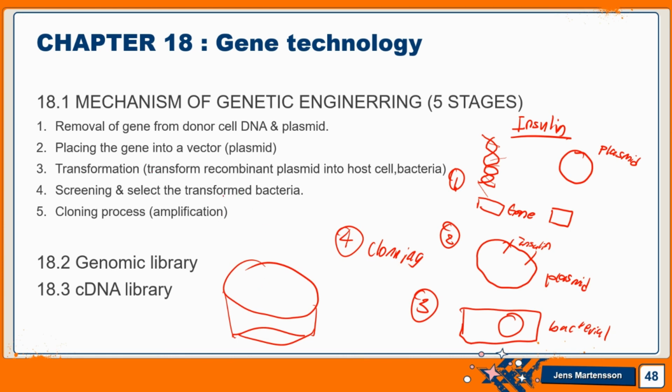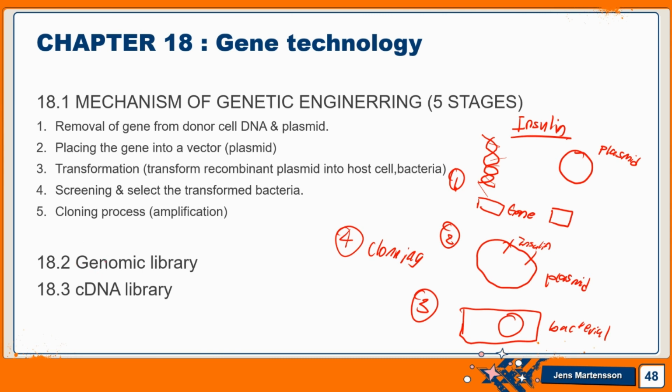And finally, if you already finish, then you can do a cloning process, or we can say amplification. Then you can produce a large amount of the transformed bacteria that have the insulin plasmid. Then the amount of insulin also will be largely produced. This is one example of genetic engineering. There are a total of 3 examples in STPM you have to learn. Okay, then this is the general process of genetic engineering.